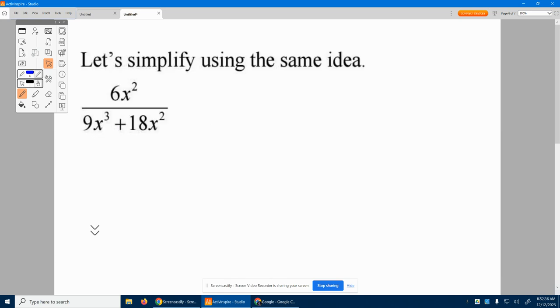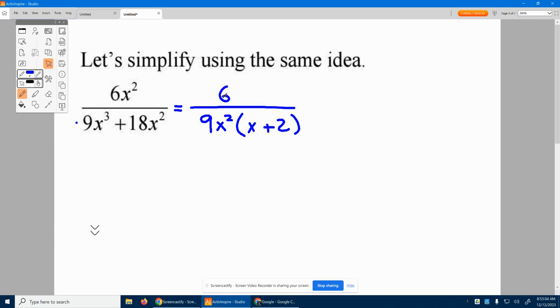Now, that will go to this. Let's simplify using the same idea. We have 6x squared over 9x cubed plus 18x squared. So what we're going to do is take this bottom and factor out a 9, because 9 and 18 both have a 9 that can be divided. X cubed, x squared, I have an x squared that can be factored out. It's going to leave me behind with an x plus 2.